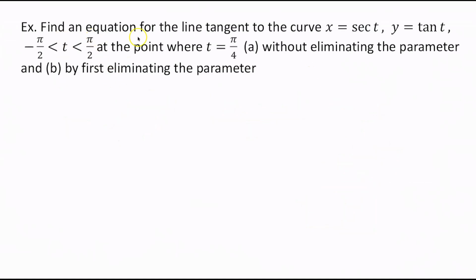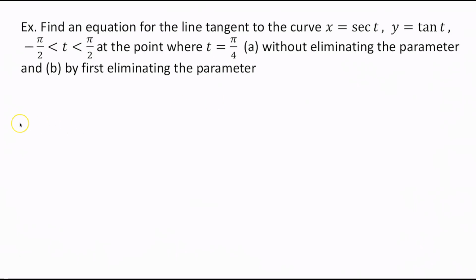In this example, let's find an equation for the line tangent to the curve x equals secant t, y equals tangent t, where t is defined between negative pi over 2 and pi over 2, at the point where t equals pi over 4, first without eliminating the parameter, and then by first eliminating the parameter.